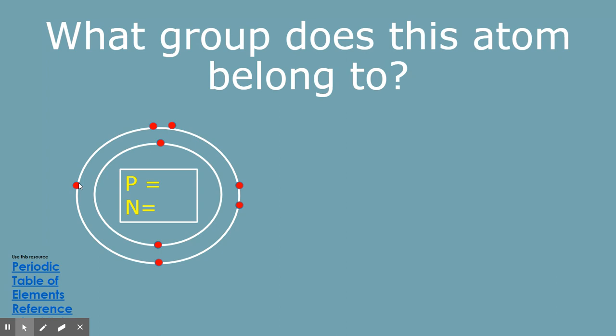What group does this atom belong to? Okay, so earlier on we talked about how the group numbers tell us the number of valence electrons. So this is just reversing the process. If we count the number of valence electrons, that will tell us the group that it's in. And so there are 6 valence electrons, so that would make this an element in group number 16.